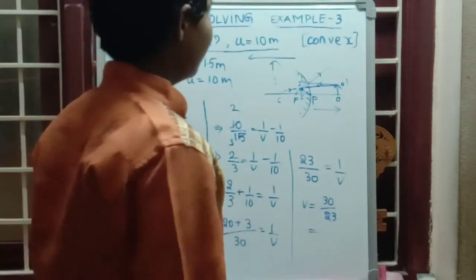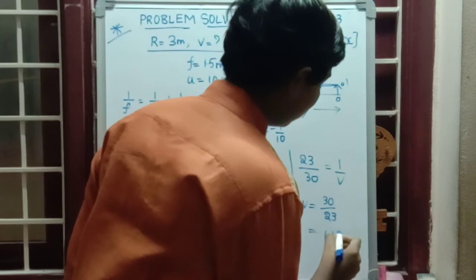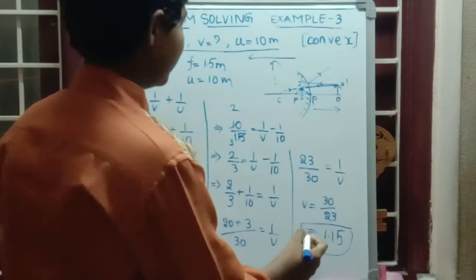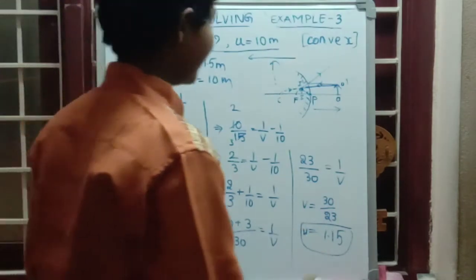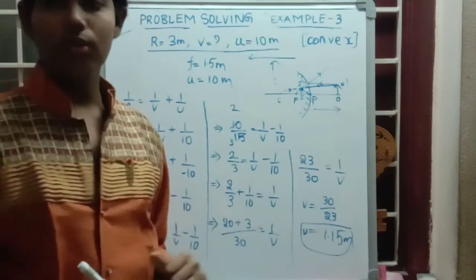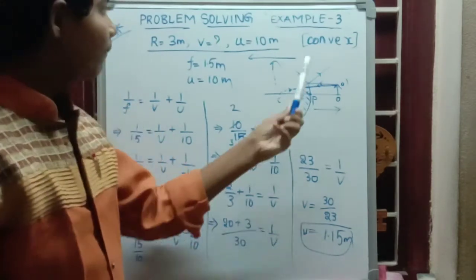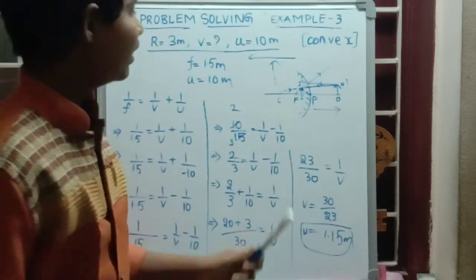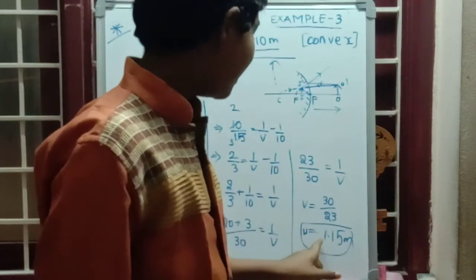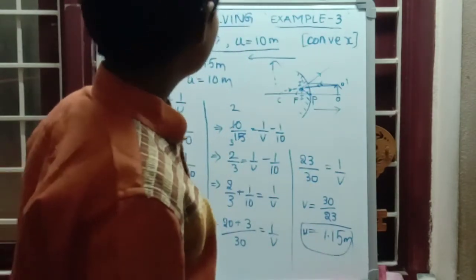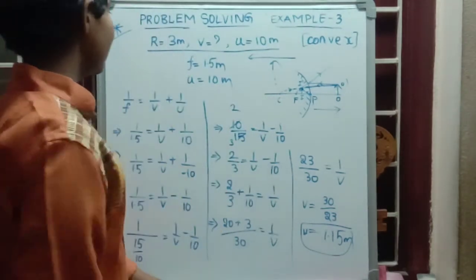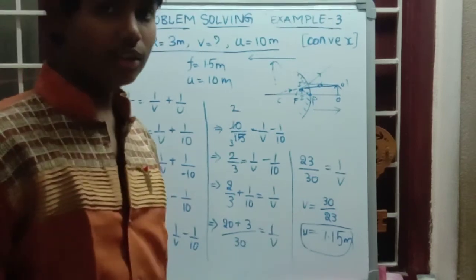30 by 23, the value is 1.15. V value is 1.15 meters. Positive. Here positive indicates it is a convex mirror, and the actual main reason is that the image is virtual and direct. That's why V comes positive. In this video we have discussed an example where radius of curvature is given and how to find the V value. Thank you.